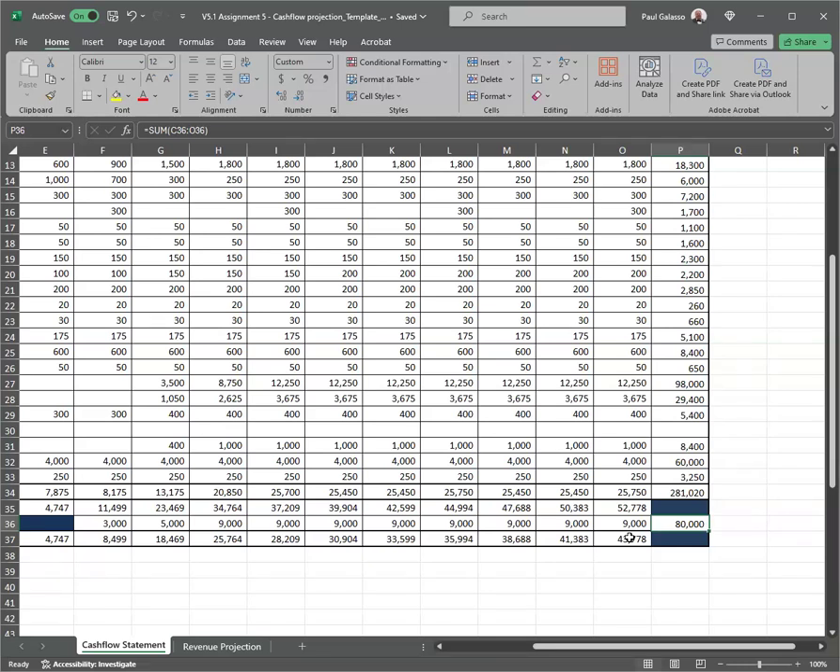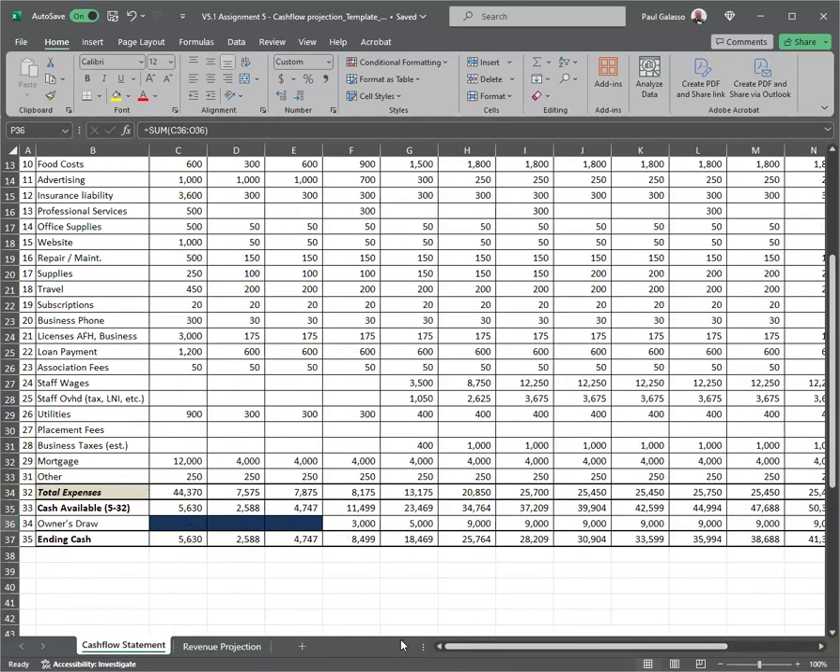So if you look, what that says is we made about $80,000 that we paid ourselves in an owner's draw, which is an owner's draw against profits. So that means that our profits would be the $43,778 for the ending cash at month 12, plus the amount of money that we paid ourselves. So we would have profited $123,778 with this example.